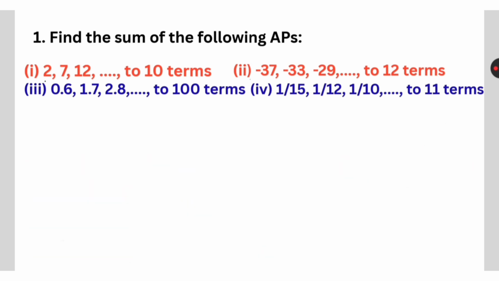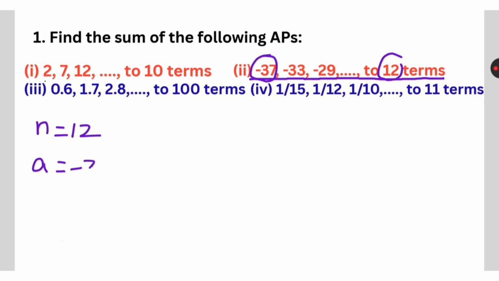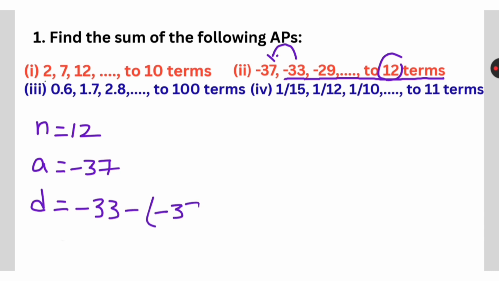Let's see the second question, which is minus 37, minus 33, minus 29 up to 12 terms. Here also they are giving the n, which is 12. So just write it here, n is 12. The first term, that is a, is minus 37. Now let's find the common difference. a2 minus a1, that is minus 33 minus a1, which is minus 37. Here minus into minus is plus. So minus 33 plus 37 gives plus 4.